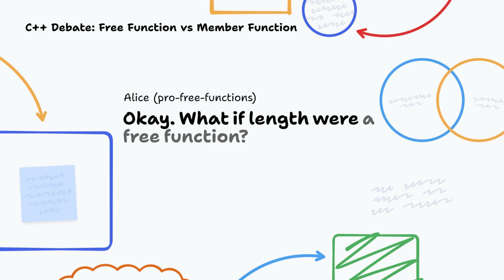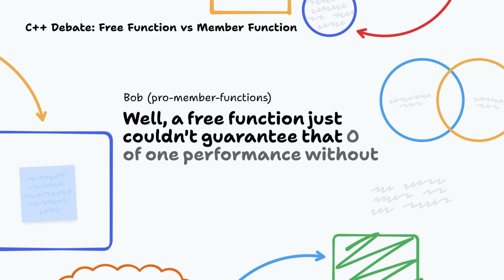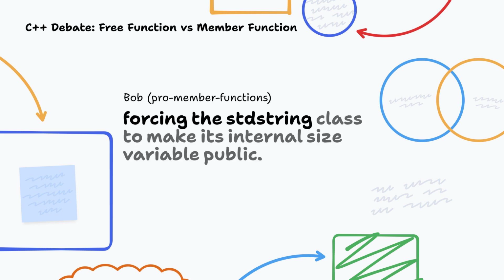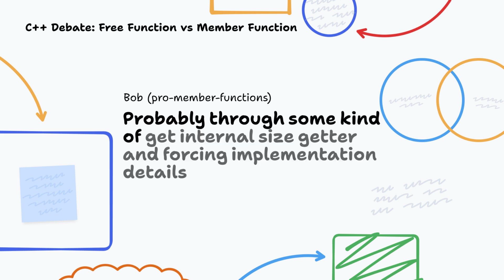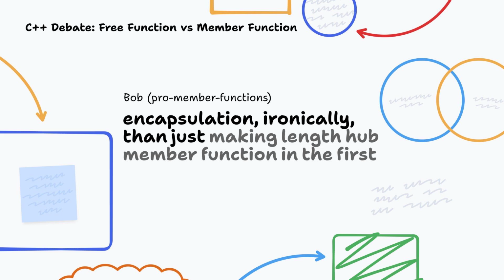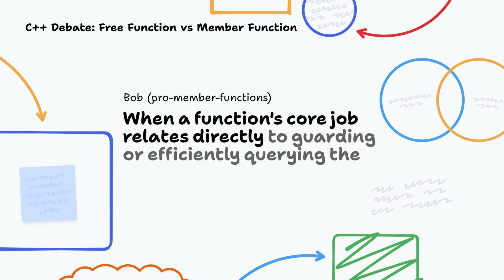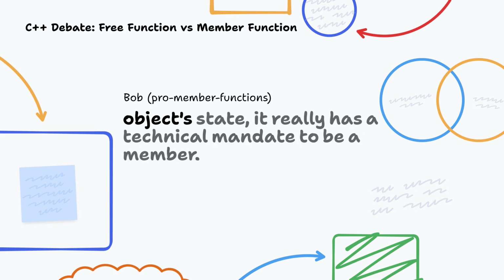Okay, what if length were a free function? What would be the consequence? Well, a free function just couldn't guarantee that O(1) performance without forcing the std::string class to make its internal size variable public, probably through some kind of getInternalSize getter, and forcing implementation details like that out into the public interface. That feels like a much worse violation of encapsulation, ironically, than just making length a member function in the first place, which requires no change to the public API surface. When a function's core job relates directly to guarding or efficiently querying the object's state, it really has a technical mandate to be a member.